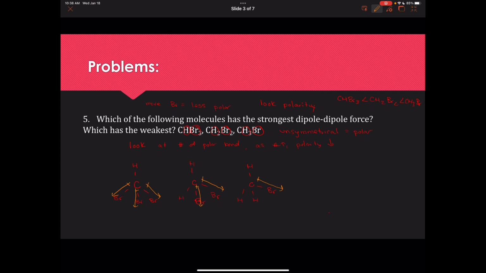Where I've got that single bromine, I've got a single dipole. My electrons are pulled towards a single corner of my tetrahedron. As I have a larger number of polar bonds, it becomes spread out. As the electrons spread out, the overall polarity decreases. So my CHBr3 is my least polar. My CH3Br is my most polar. The more polar the molecule, the stronger the dipole-dipole force.